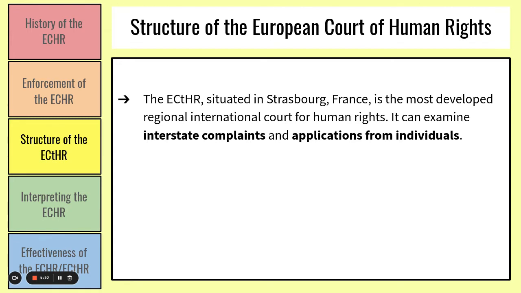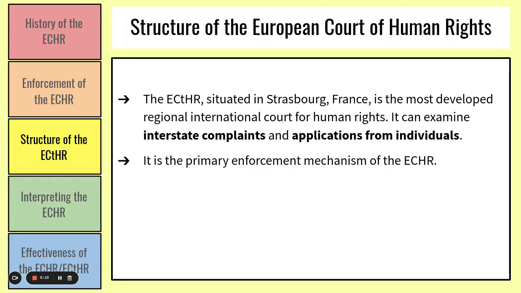So it can examine either interstate complaints, so states between two different party states, so say France and the UK, or it can hear applications from individuals. So if an individual's rights have been interfered with by a public body, they can bring a case to the European Court of Human Rights. So it is the primary enforcement mechanism of the European Convention on Human Rights.